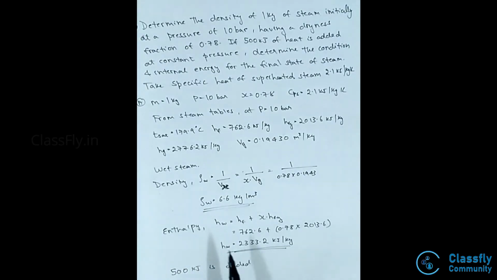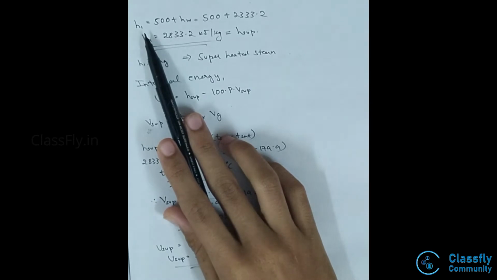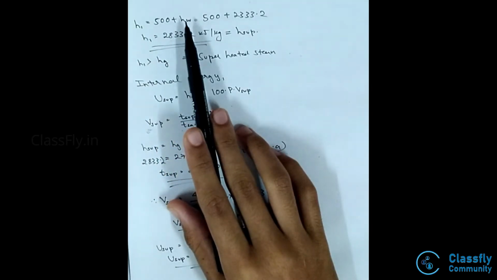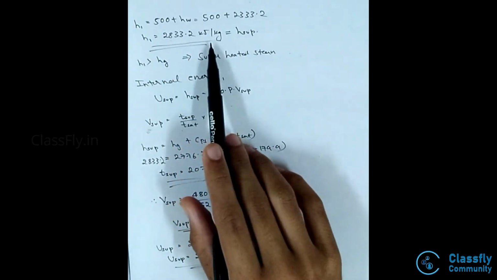Now, to find the enthalpy, we know that the enthalpy of wet steam is given as Hf plus x Hfg. Substituting the values, we have 762.6 plus 0.78 into 2013.6. Hence, the value of the enthalpy of wet steam will be 2333.2 kilojoules per kg. Now, it is given that 500 kilojoules of heat is added to this steam. Hence, the new value of the enthalpy, that is H1, is equal to the enthalpy of wet steam plus 500. Hence, H1 will be 2833.2 kilojoules per kg.